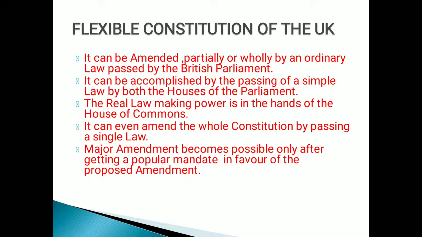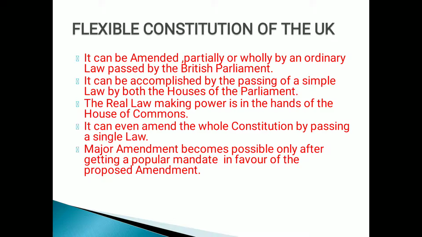Since the upper house, the House of Lords, has a very limited role in the legislative work, the real law-making power is in the hands of the House of Commons, and because of this fact, it really exercises the power to amend the Constitution. This makes the procedure of amendment of the British Constitution very easy and flexible. In other words, the British Parliament can pass a law by a simple majority and make any amendment in the Constitution. It can even amend the whole Constitution by passing a single law.